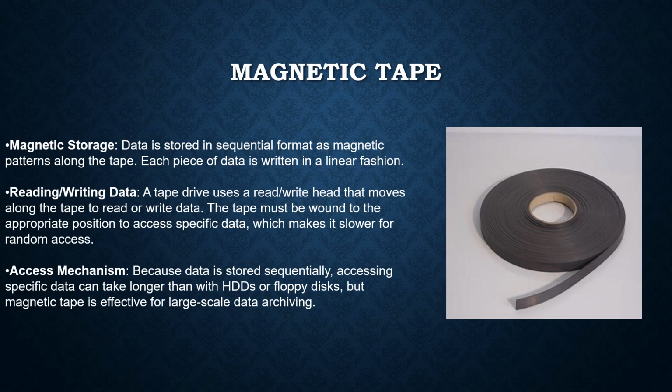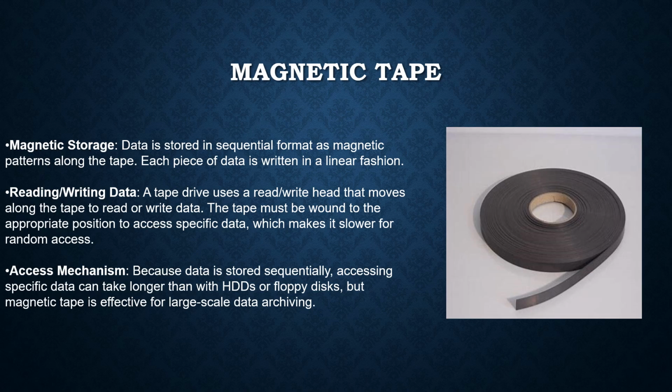In this slide, we are going to discuss magnetic tape. Magnetic tape is one of the oldest storage devices to store data. How will data be stored in magnetic tape? Data is stored in sequential format as magnetic patterns along the tape. How can we read and write the data? A tape drive uses a read or write head that moves along the tape to read or write data.